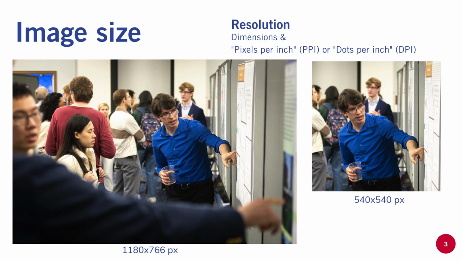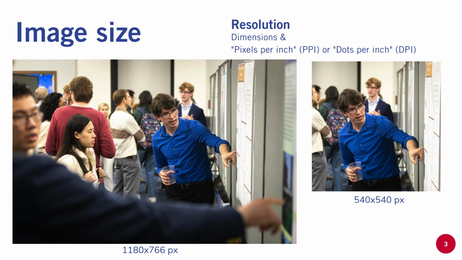Now, a quick overview of images. Use the highest resolution image you can find. Resolution means the number of pixels or dots per unit area. Usually you'll see PPI or DPI. The I is an inch. The higher the number, the more detail you can see.